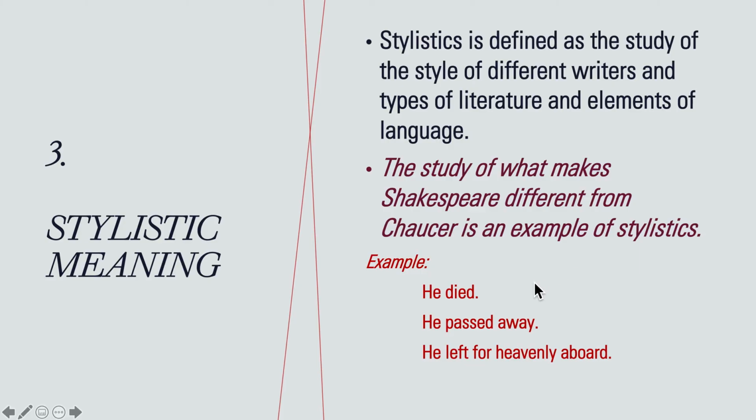For example, if somebody is dead, somebody might express the same idea like he died, but in another set of words, in another way of a style, you can say the same idea: he passed away, he left for heavenly abode, and so on. So a stylistic meaning is the way you express an idea. So the same idea can be expressed in different ways, in different styles, and that refers to the stylistic meaning.